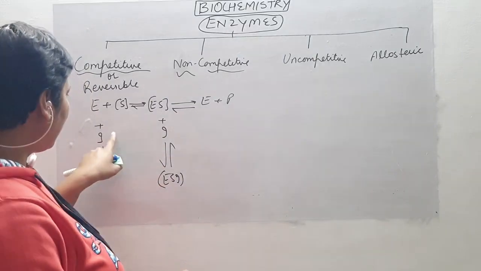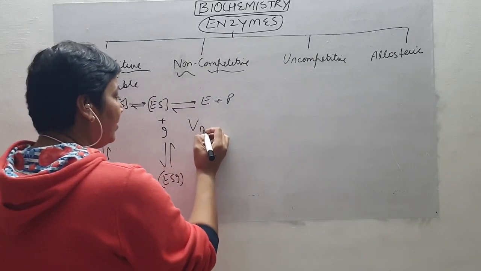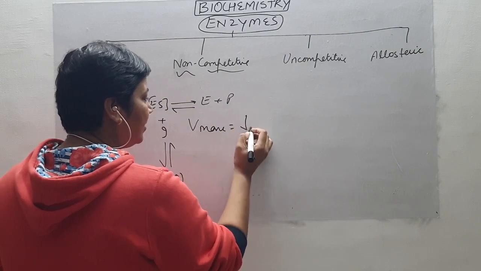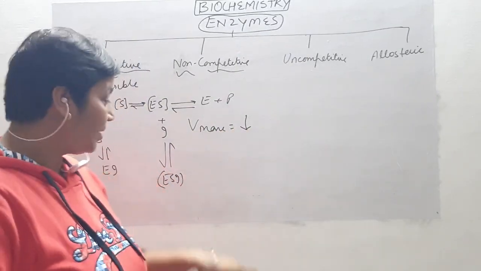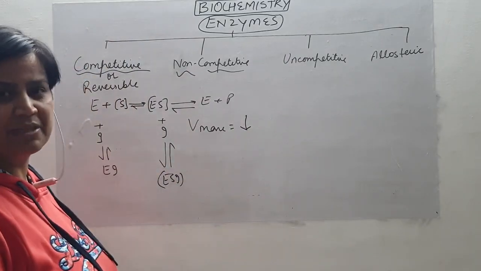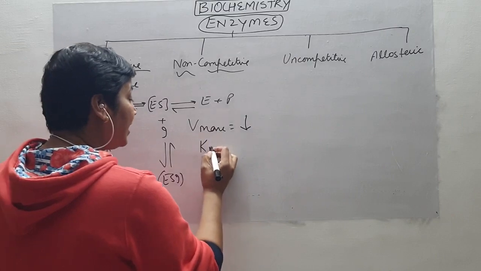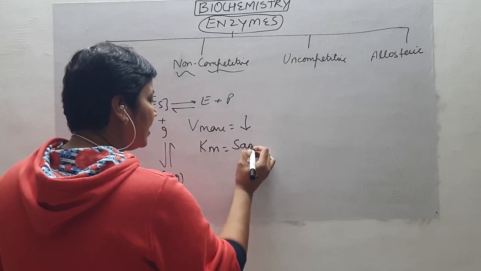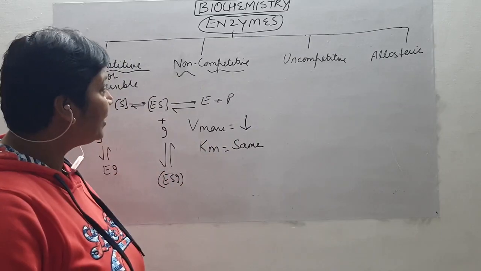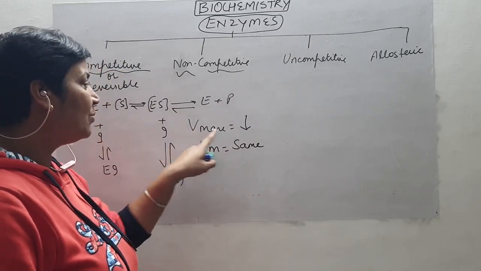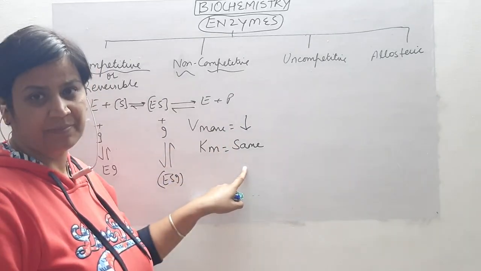Now, whether it is binding here or there, automatically there will be a change in Vmax, because the rate of reaction will automatically decrease when it binds with this enzyme substrate complex. On the other hand, Km will remain the same. So in non-competitive inhibition, Vmax will be decreased and Km will be the same.